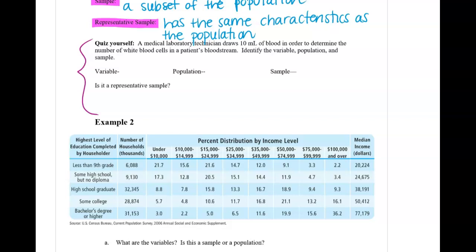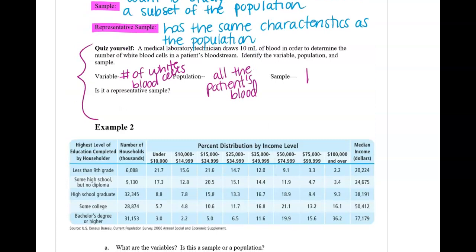Okay, so our variable was the number of white blood cells. Our population, this is kind of weird, but our population is all the patient's blood. So like everything in the patient's body, that's the population of blood. And the sample is the 10 milliliters of blood that was drawn. So it's like you're looking in your whole body and you're like, well, I can't test a person's whole body's worth of blood, so I'm going to take 10 milliliters. That's the idea.